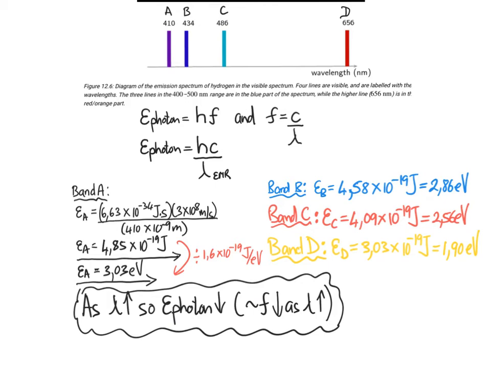So now the question is, we know about the energies of the photons. We can even calculate them. We can calculate the energies of the photons associated with these bands. But here's the big question. Why do those photons have those specific energies? And this is actually what this topic is all about.